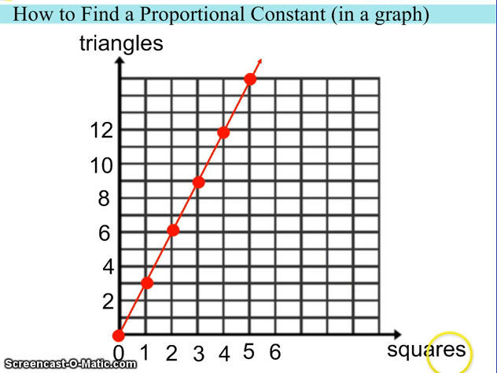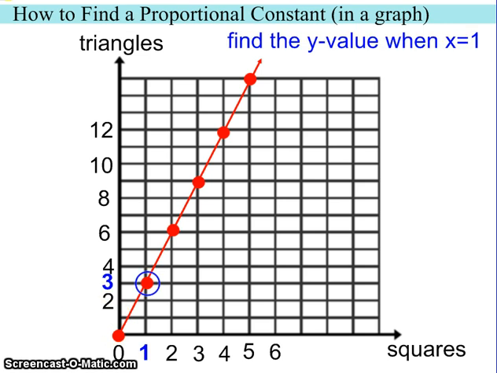So here I've got two quantities. I've got squares and I've got triangles. How are triangles changing depending on the number of squares that I've got? Well, based on the graph that I see here, the first thing we can do is try to find the y value when x equals 1. And this is the exact same thing you do on a table. Try to find the y value when x is 1.